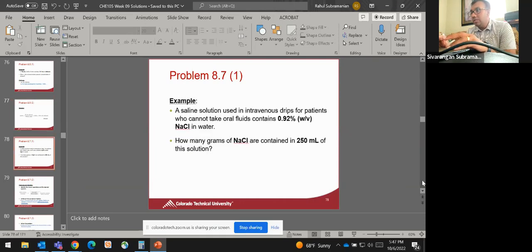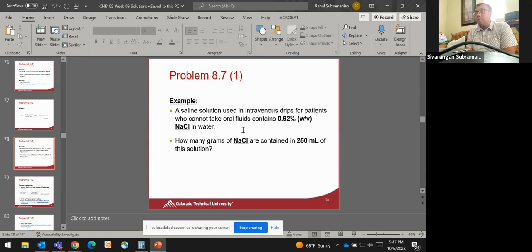So this is, oh, there is more. Saline solution. We talked about this when people cannot take oral fluids because they're not able to keep their fluids down. So 0.92% weight over volume. Now they're giving you the concentration, and they're asking you to find out how many grams of the NaCl, the solute, is there in 250 milliliters of the solution. So it's a reverse calculation.